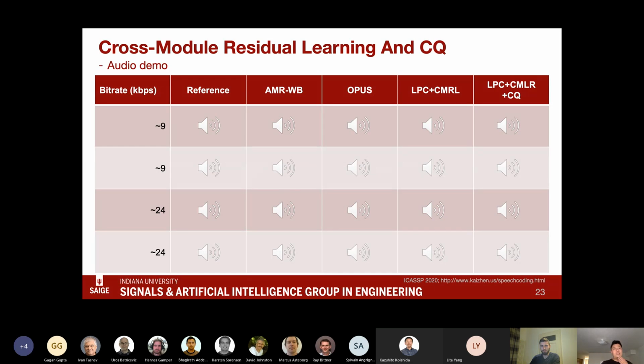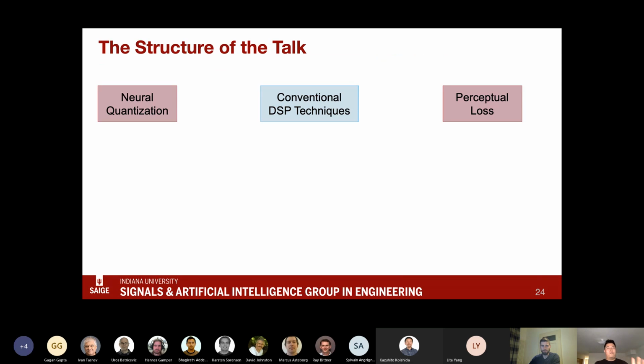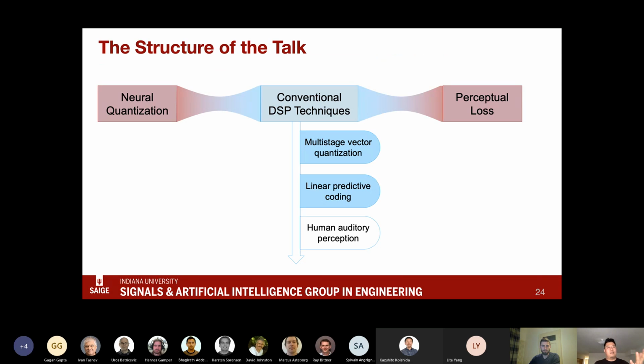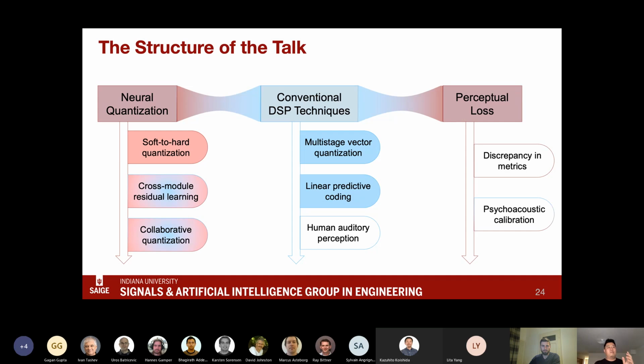Yeah, for me, it's just hard to tell. I guess it can be even worse for the listener side, given that this signal will also be compressed and then decoded. Anyway, so far we've talked about two of our previous works, CMRL and CQ, collaborative quantization, that brings a conventional LPC algorithm into a neural codec.